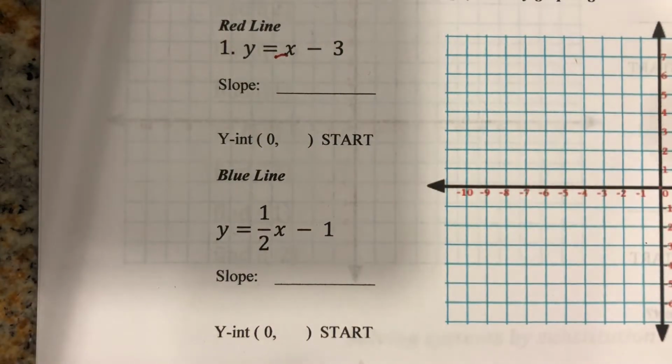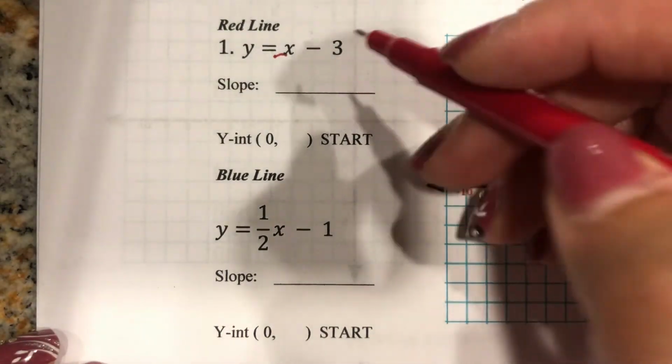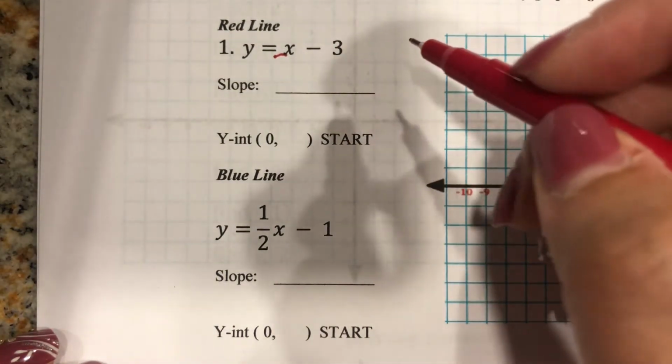Since there's no number in front of the x, what are we going to have? Are we just going to put a 0 or what?